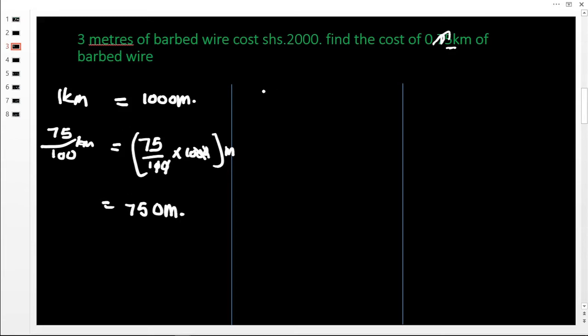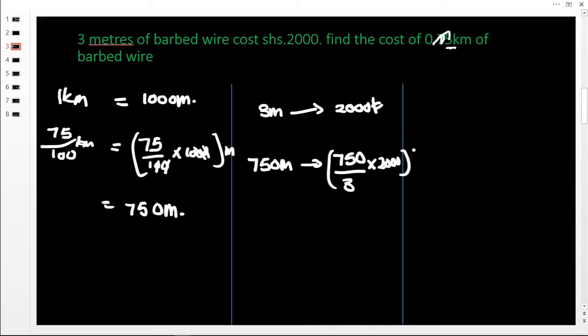Now they are meters and meters. Back to the question, it is telling us that 3 meters of the barbed wire cost 2,000. Then what is the cost of 750 meters? The leading statement from the question is 3 meters cost 2,000 shillings. Then how about 750 meters? They are going to cost us inverted L 750 out of 3 times 2,000, units that is shillings, money. So when we divide 750 over 3 times 2,000, we are going to come up with 500,000 shillings.